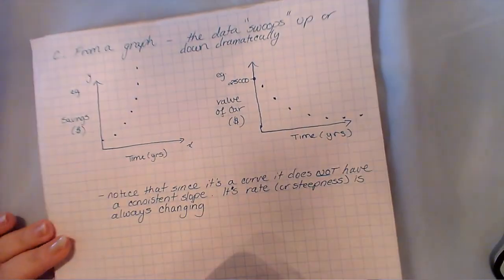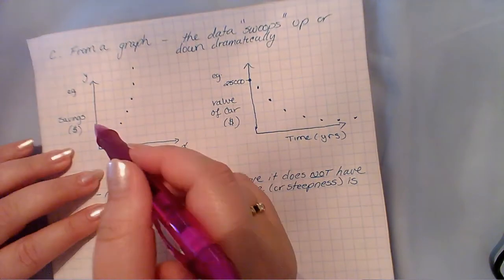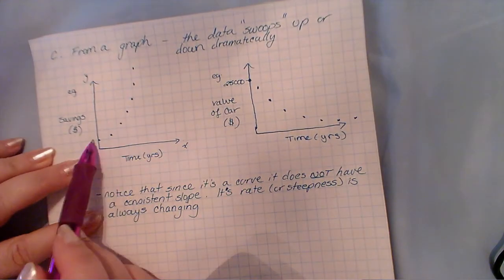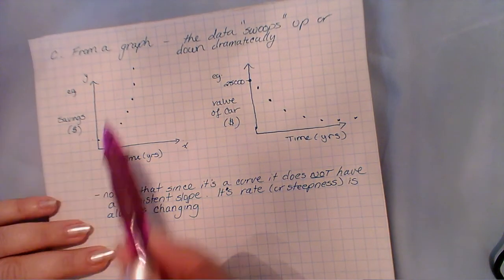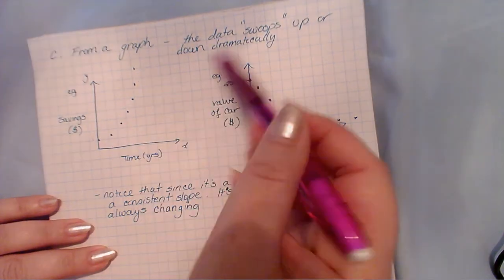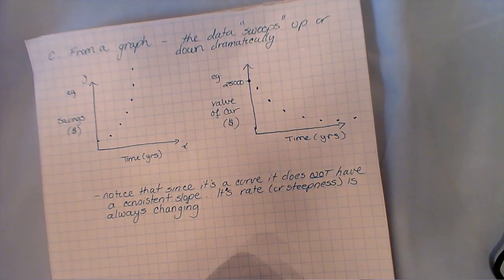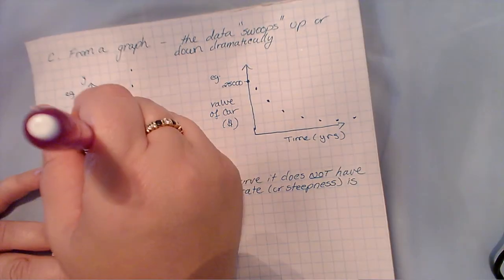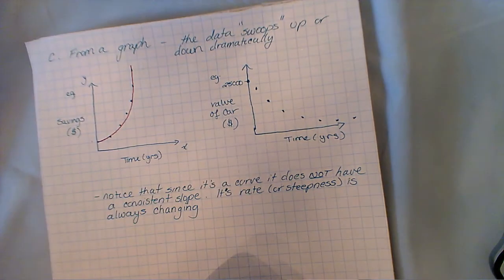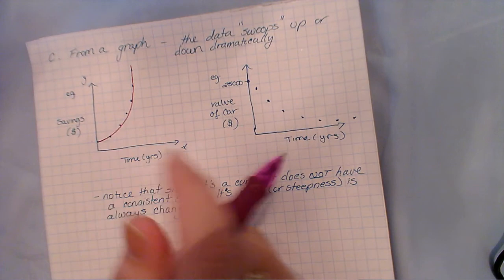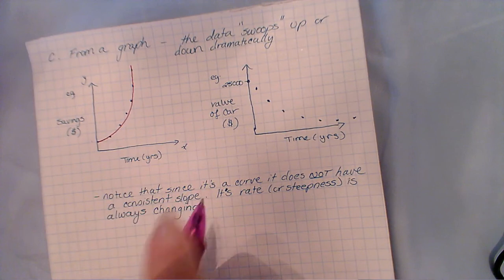All right, so what do we got here? We have these two pictures. We have this case where I put time on the x-axis and amount of your savings on the y-axis. So these are dollars. And you see that the dots swoop up. So if the data swoops up or down, you know that it is exponential, or it could be exponential. So let's do a curve of best fit. There we go. So that would be an exponential increase.